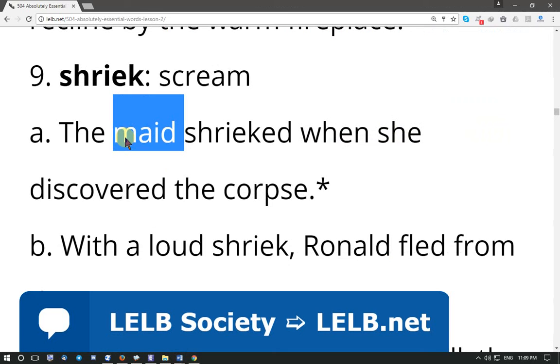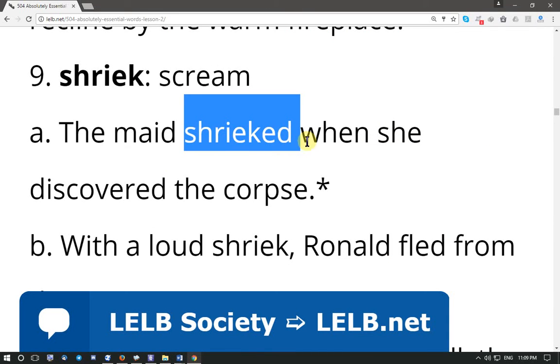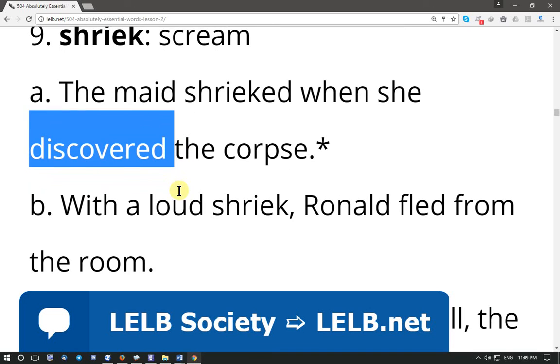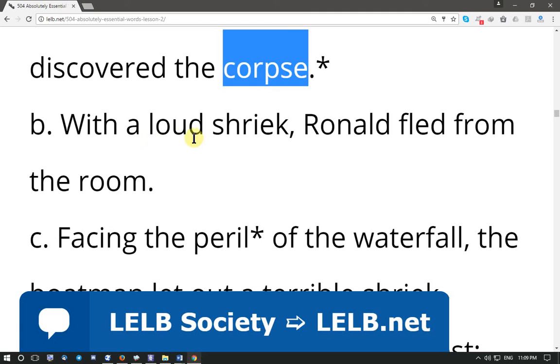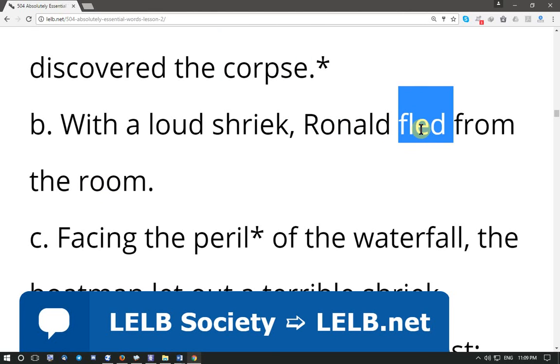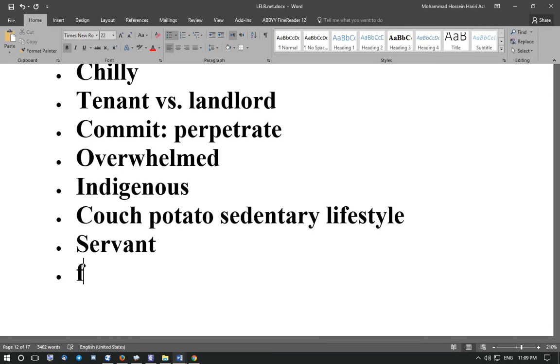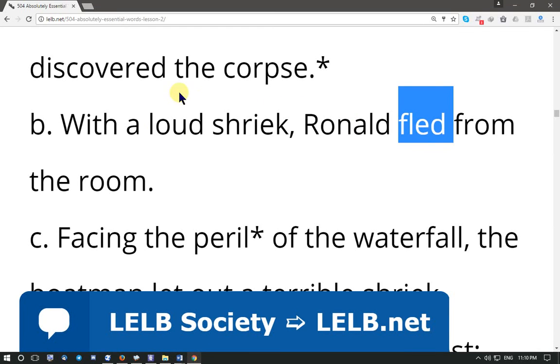Shrieked or yelled when she discovered or found the corpse or dead body. With a loud shriek, Ronald fled from the room. Ronald fled. The past form of flee means to run away. So while shrieking, you can say, while shrieking, Ronald fled from the room.